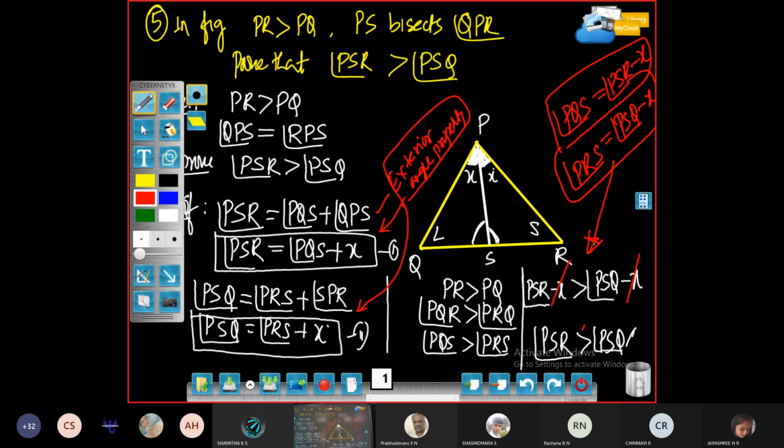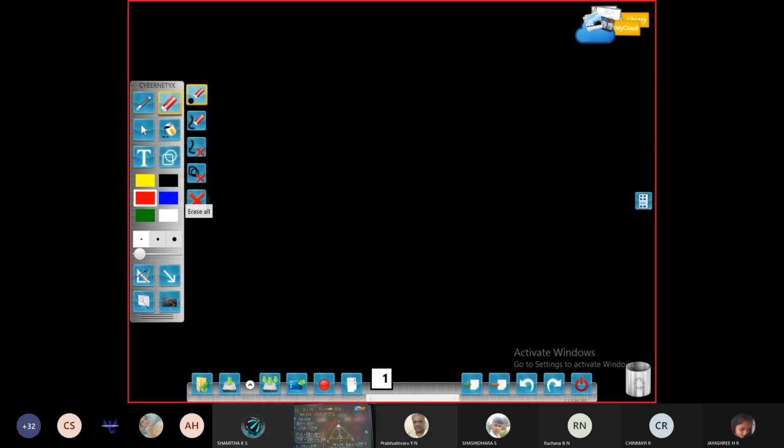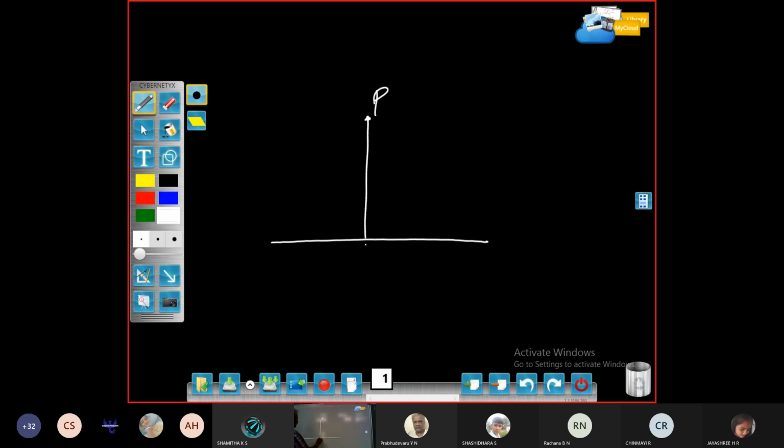So one more question is left out. Show that of all the line segments drawn from a given point not on it, the perpendicular line is the shortest. Try to do that yourself. How can you do this? See here is a line, just observe that. So point P you take. How many lines can you draw? Infinite lines you can draw, isn't it?